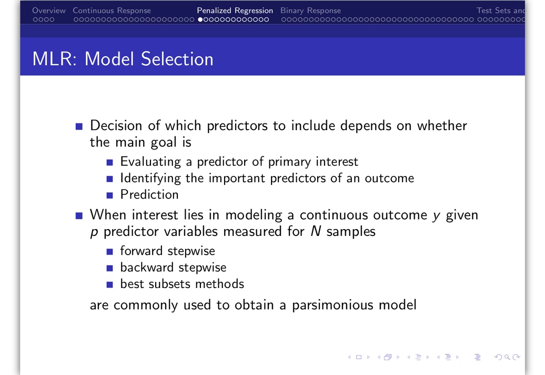Our interest in fitting a multiple linear regression model could alternatively be to identify important predictors of an outcome or predicting the continuous response. When interest lies in modeling a continuous outcome y given p predictor variables measured for n samples, forward stepwise, backward stepwise, and best subset methods are commonly used to obtain a parsimonious model.